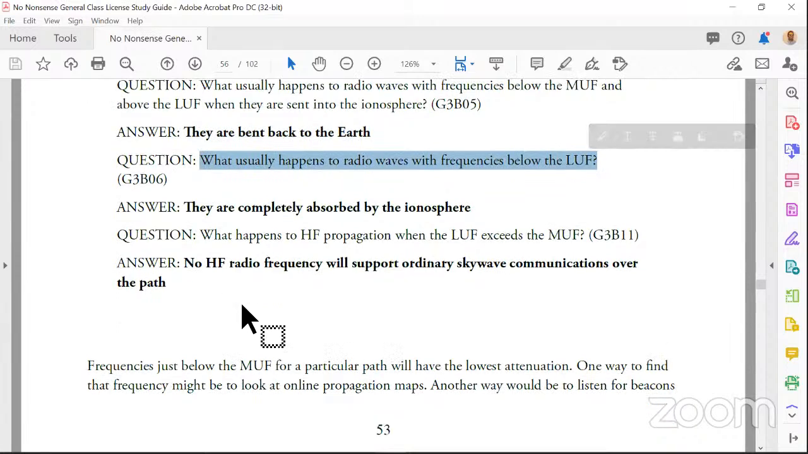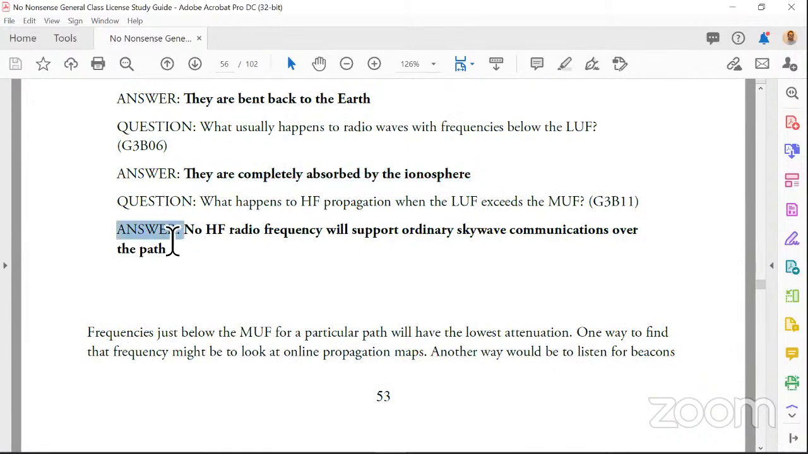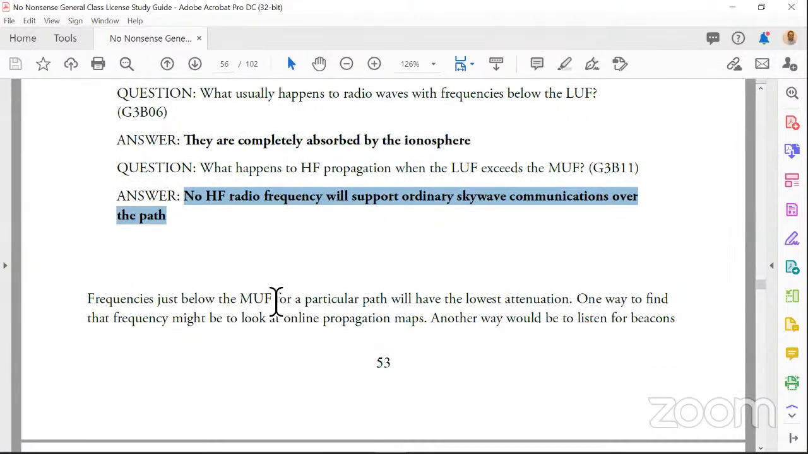Okay, next question. What usually happens to radio waves with frequencies below the LUF? So if you are below the lowest usable frequency, that tells you it's not going to work, right? But what actually happens to it? Those frequencies are actually completely absorbed by the ionosphere. It absorbs it. It's like a sponge. It takes the signal and holds it and doesn't send it back to Earth. That's not what you want as a ham. You want to bounce your signal. So if you choose a frequency below the LUF, you will not be successful because it is absorbed and it's not bounced. It's not reflected. It's not refracted. It goes and stays.